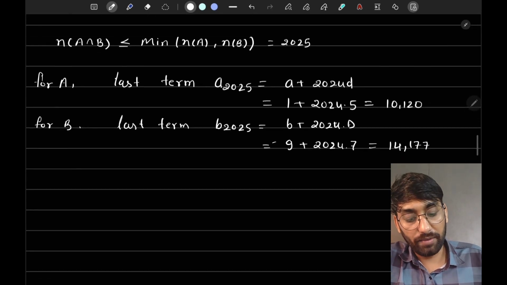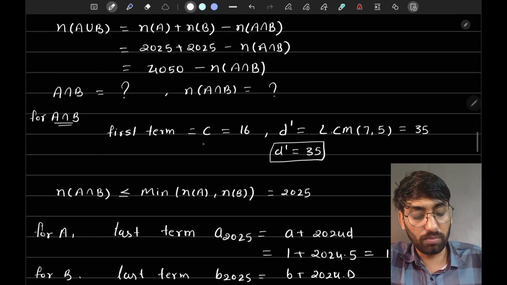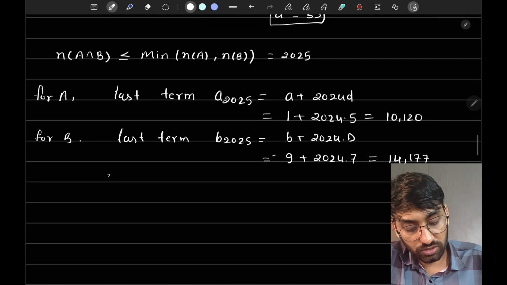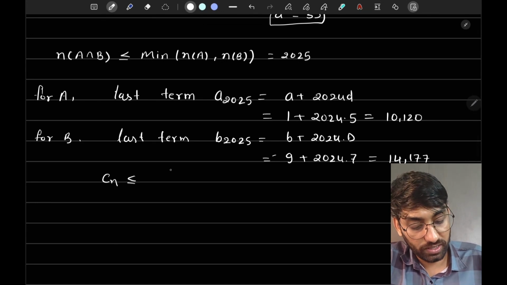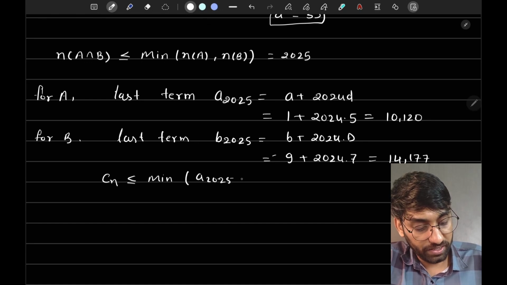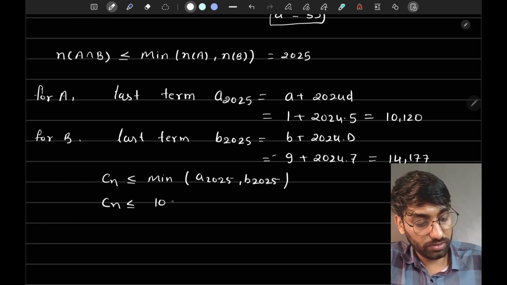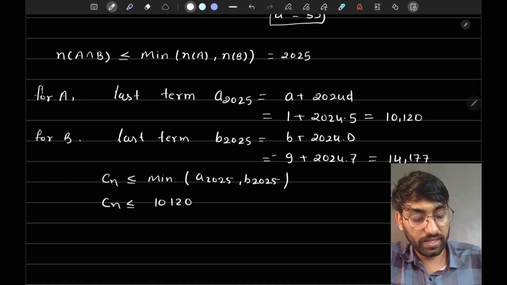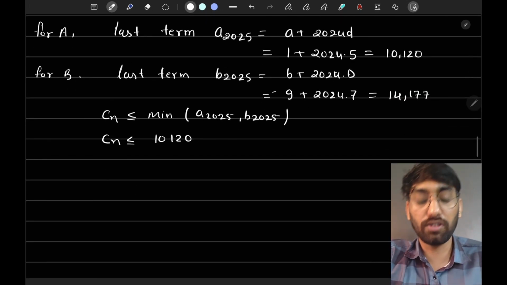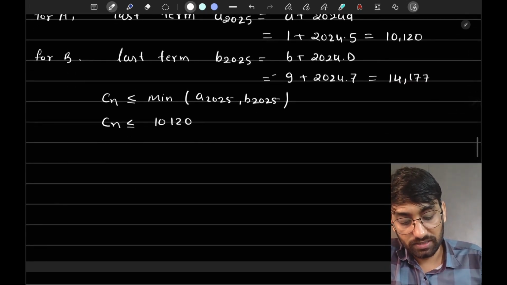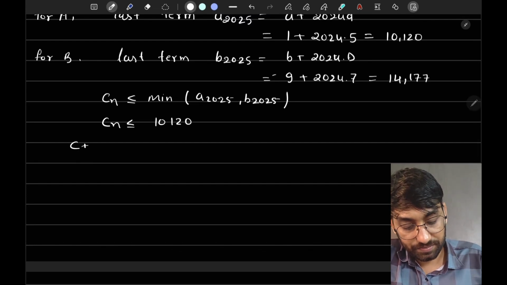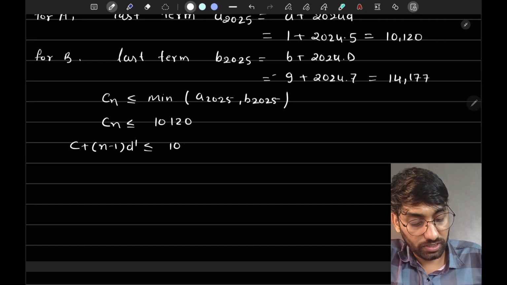It means whichever is the nth term of this common sequence, Cn, will always be less than or equal to the minimum of A2025 and B2025. Correct? It means this Cn will be less than or equal to 10,120. So from here, I will try to find the value of n. Now Cn is nothing but C plus (n minus 1) times d dash, and it must be less than or equal to 10,120.